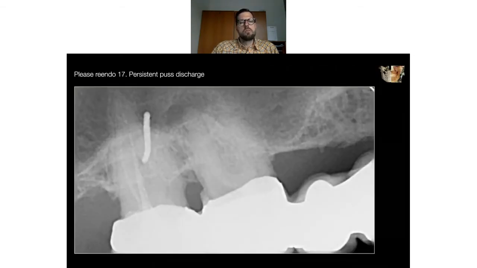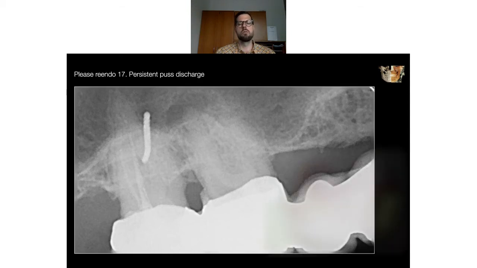So here is another referral case. This patient came to me, and there was the thing to do the endo on the second maxillary molar. There was a pus discharge, and I thought, okay, so they didn't find all the canals, maybe they didn't find the MB2 or the MB1. So I will fix it, and everything will be all right.